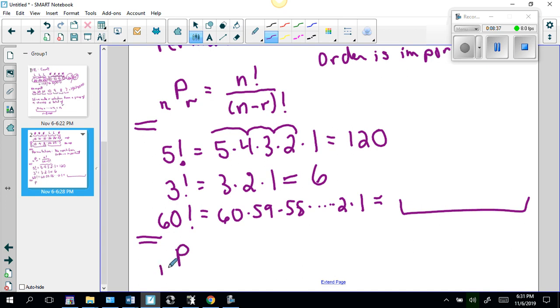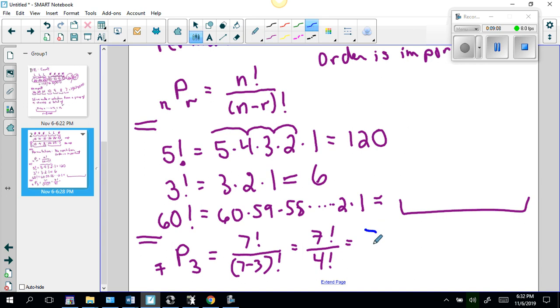But if somebody just says 7 permutate 3, I'm in. Because that's an easy problem, because I just go 7 factorial over 7 minus 3 factorial. Don't ask questions, just do. 7 factorial, 7 minus 3 is 4 factorial, and you're about to have the most fun you probably had in your entire life.